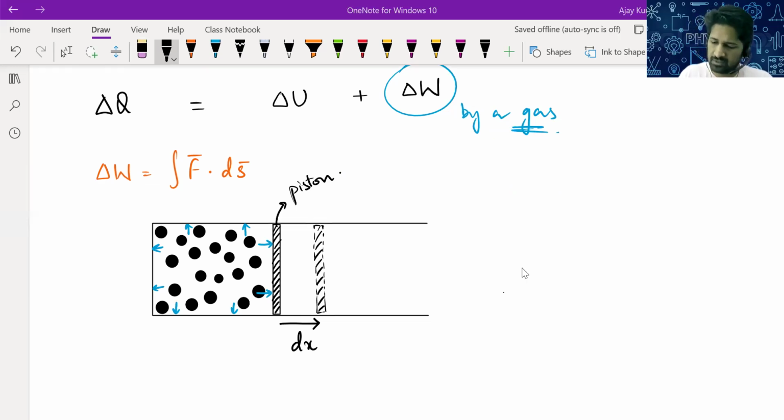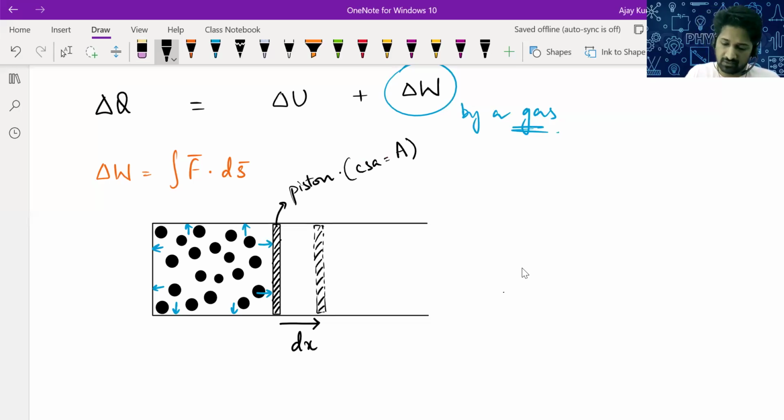So suppose there is a piston of cross-sectional area A. So A is the area with which the gas molecules are in contact. Now assume the piston undergoes a displacement dx.